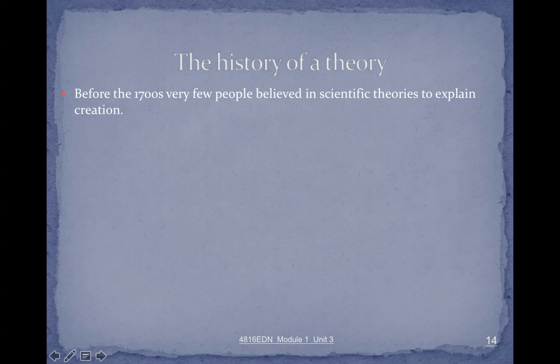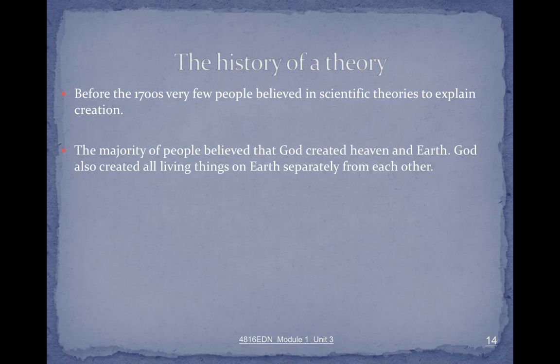So interestingly, over time, these ideas have modified and changed. Not that very long ago, around about 400 years ago, very few people believed in scientific theories to explain creation. So the scientific worldview was not the dominant one. The religious worldview was very dominant. So most people believed that God created heaven and earth, and he created all living things on earth separately from each other. So that was the dominant view.